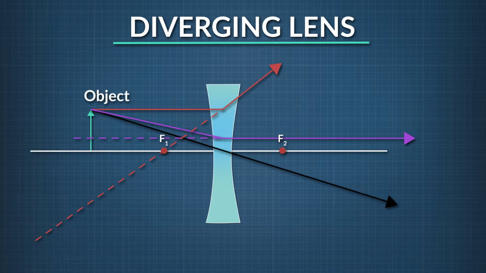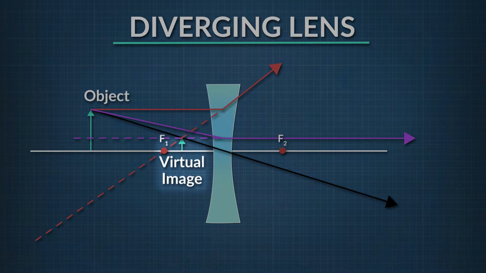With diverging lenses, you will use the same principal rays as you can see here. These lenses make an image that is virtual. It can't be projected on a surface. Wherever all 3 meet, that's where the image forms.